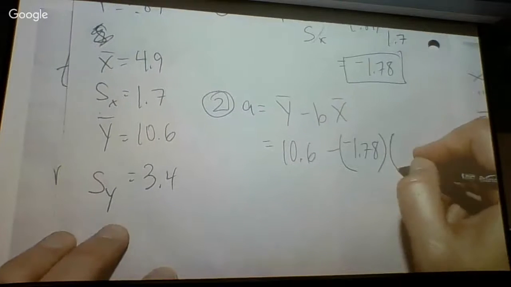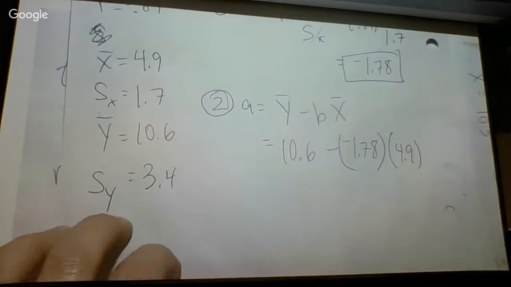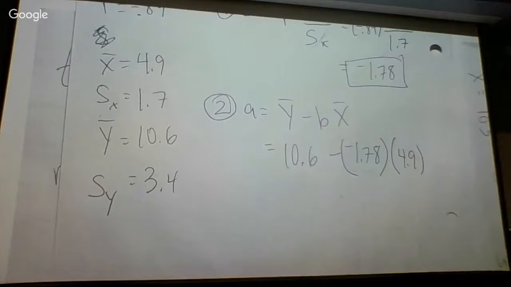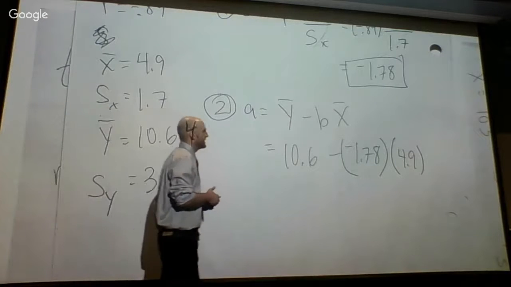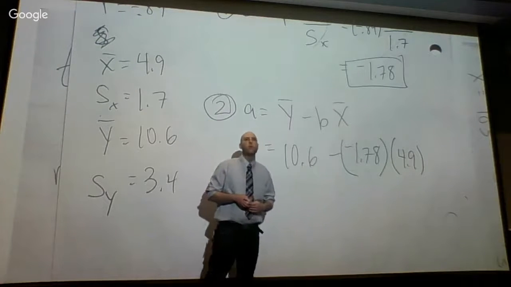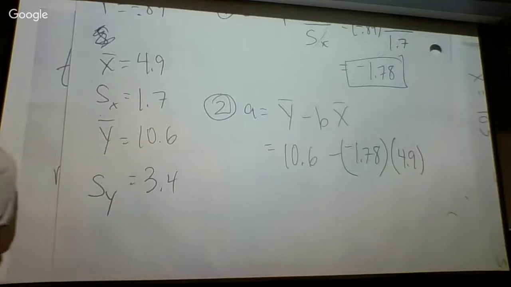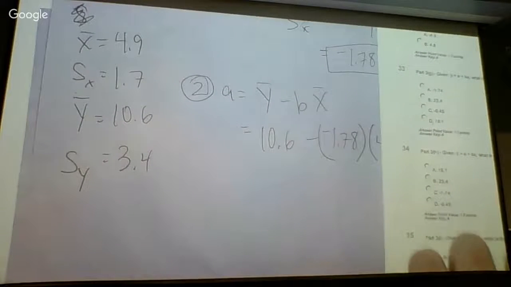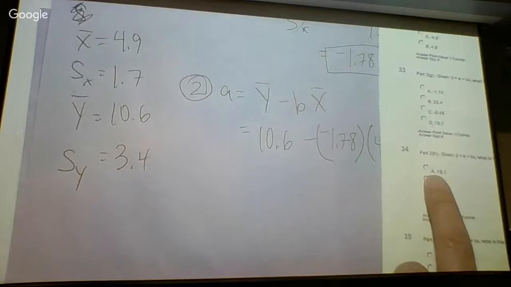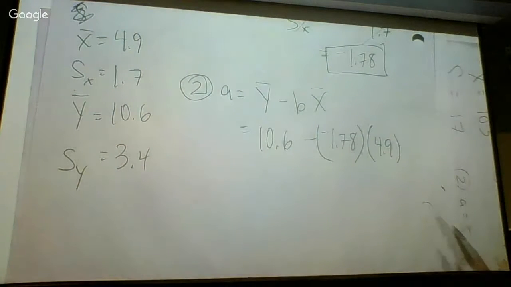But we got X bar in here, 4.9. 1.78 is about 9 out of 5. I'm going to say that's 10.6 minus 9, or something around 1.6. That's my rough guess. Here's my answer key. Value for A is the y-intercept, 19.1. Where did I go wrong?